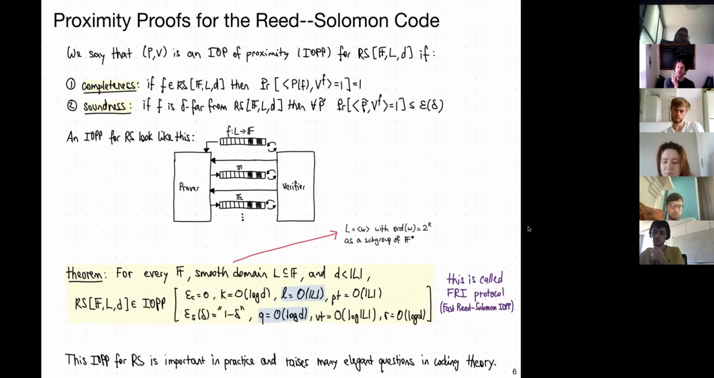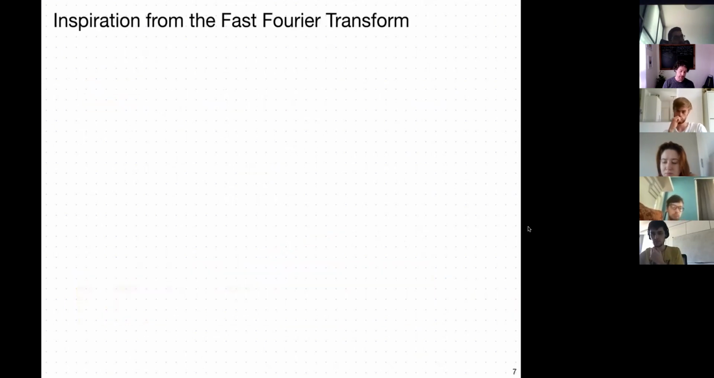So we'll call this protocol the FRI protocol, the Fast Reed-Solomon IOP. And in fact, this protocol is being implemented in practice for zero-knowledge SNARKs, and it's actually being used, as we speak, running in deployed systems. So it kind of goes beyond theory.